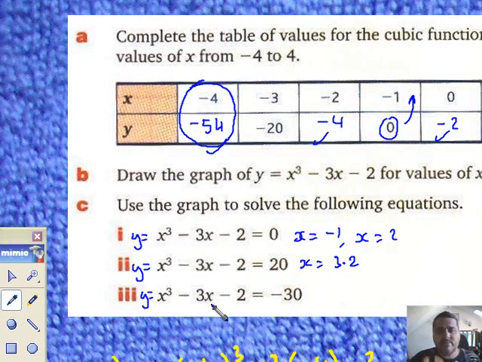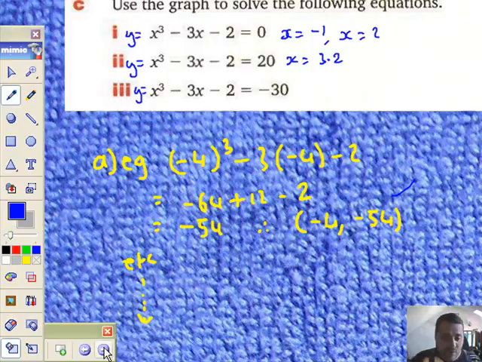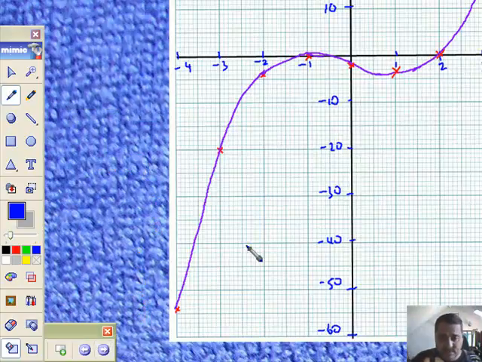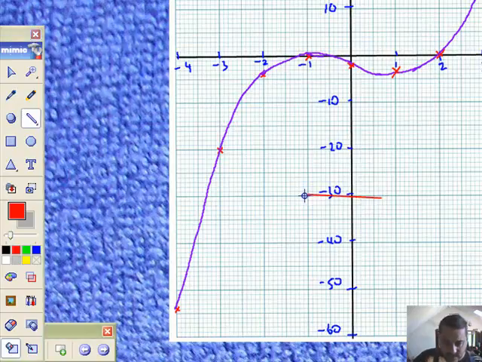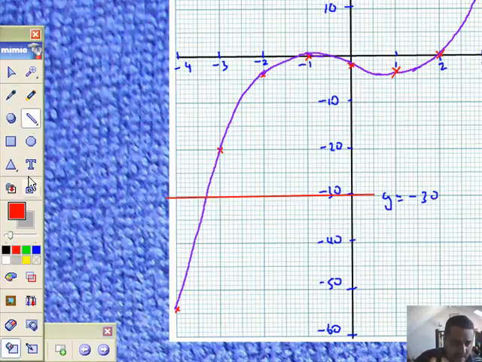Y equals x cubed minus 3x minus 2 equals minus 30. So I'm looking for the graph of y equals minus 30 to draw in. Again, one solution just there. Minus 30, let's whack it over here. So, oops, not very good. Start about here. Oh, it's not brilliant, that'll do. Go on. So that's y equals minus 30. One solution. We'll read it up right now and see what we get. Try and keep it nice and straight and honest. Reading straight up.